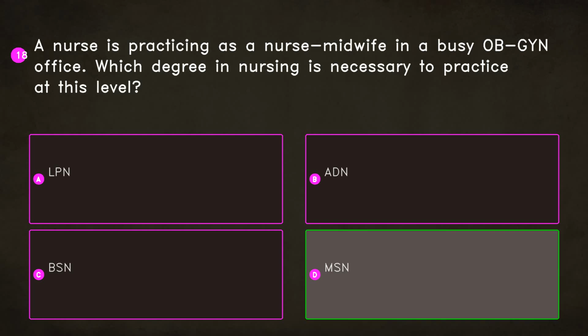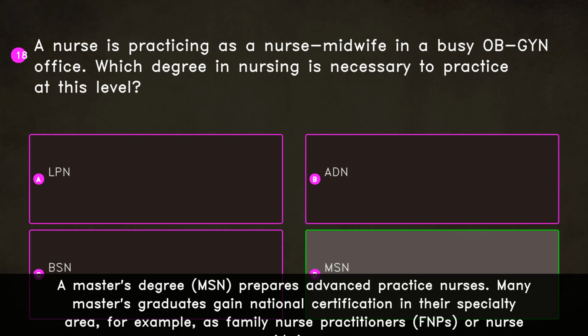The correct answer is MSN. A master's degree, MSN, prepares advanced practice nurses. Many master's graduates gain national certification in their specialty area, for example, as family nurse practitioners, FNPs, or nurse midwives.